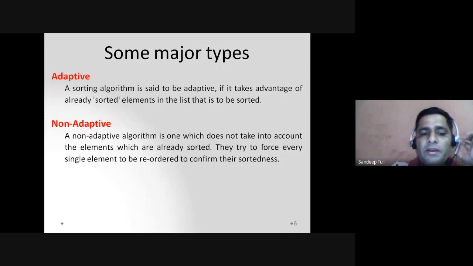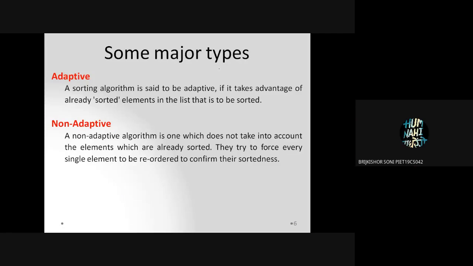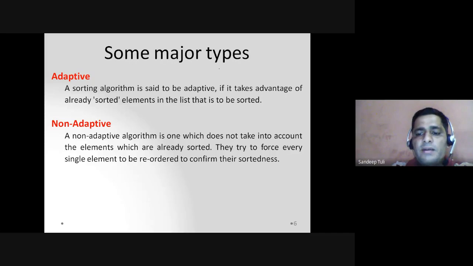हमको इसको एक बार रीड करो ये आप लोग. A sorting algorithm is said to be adaptive if it takes the advantages of already sorted elements in the list that is to be sorted. लाइक अब जैसे मैंने बबल सॉर्ट का एग्जांपल लिया था, उसमें थोड़ा डिफरेंट था.